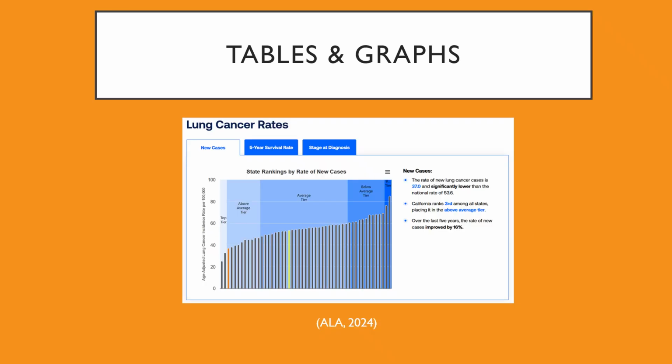Some tables and graphs included show the data sourced and proved results. This first table showcases how California places third among all states in terms of lung cancer rates, showing concern in population health.